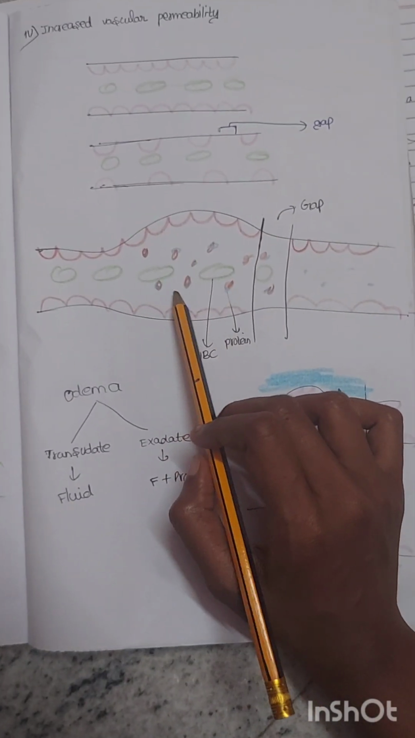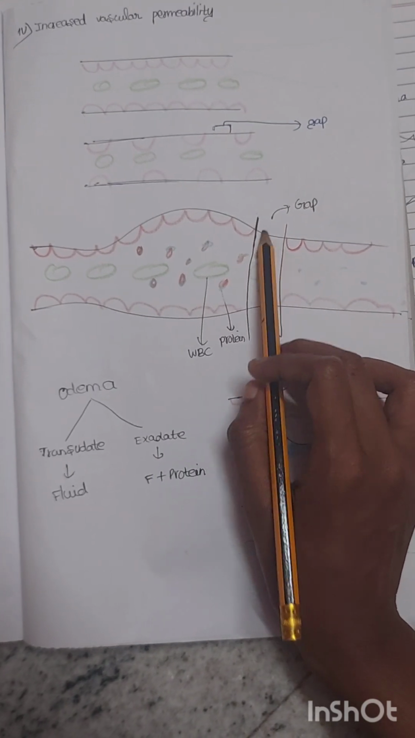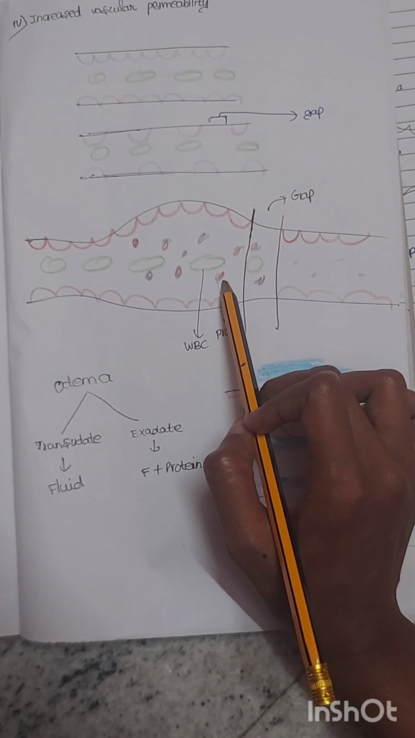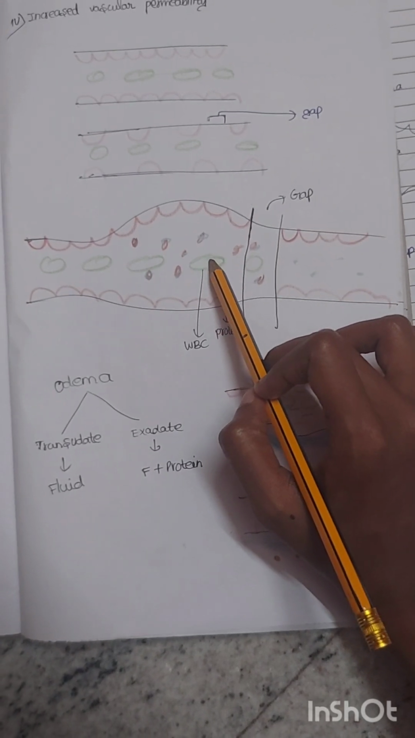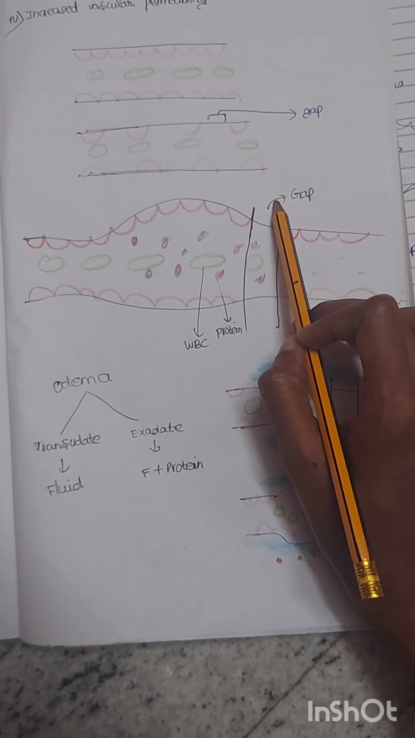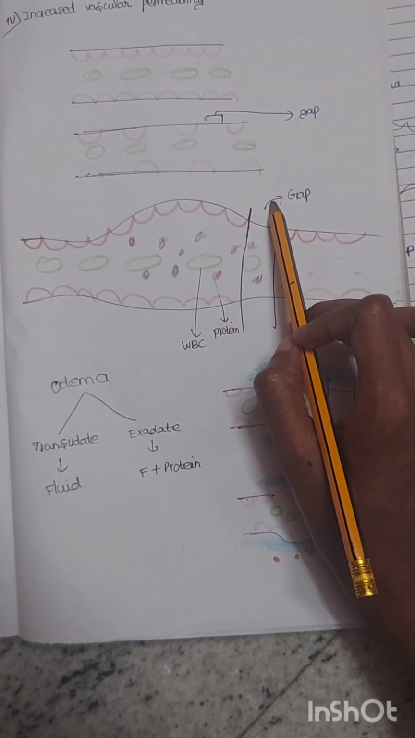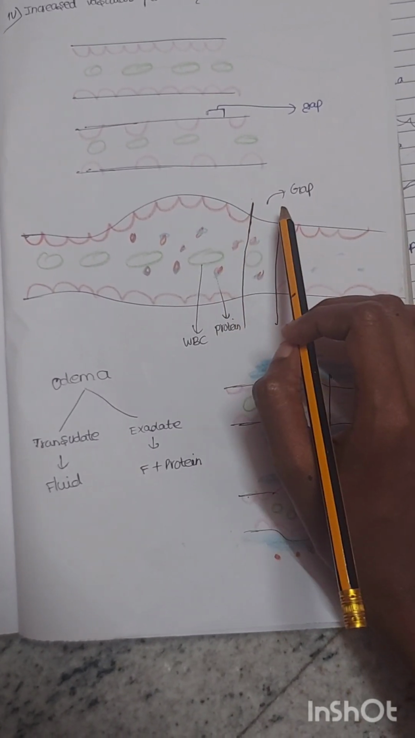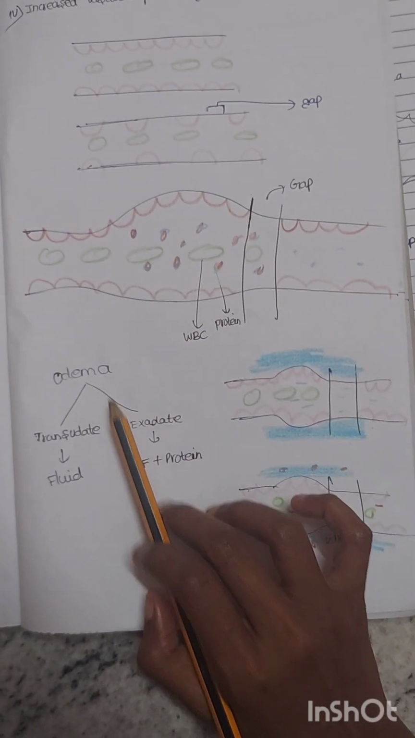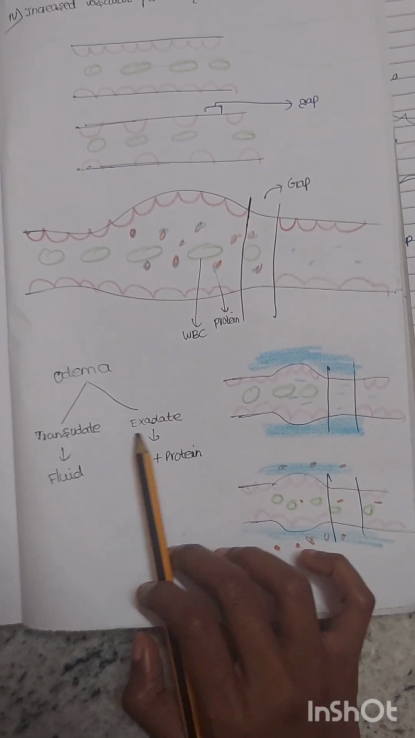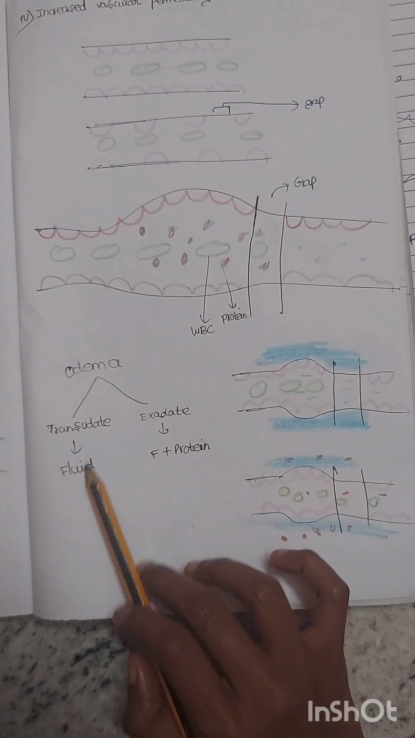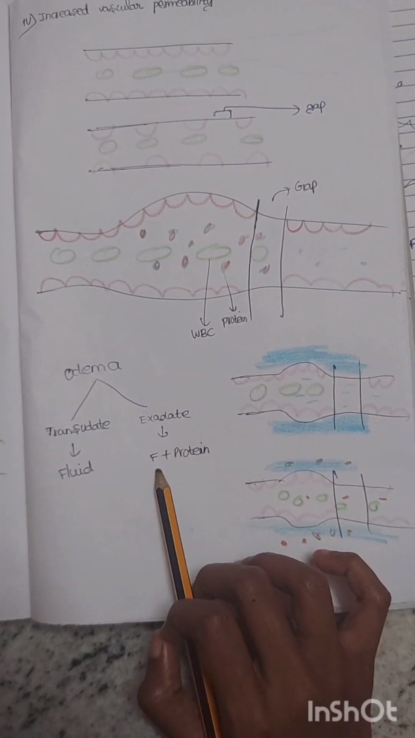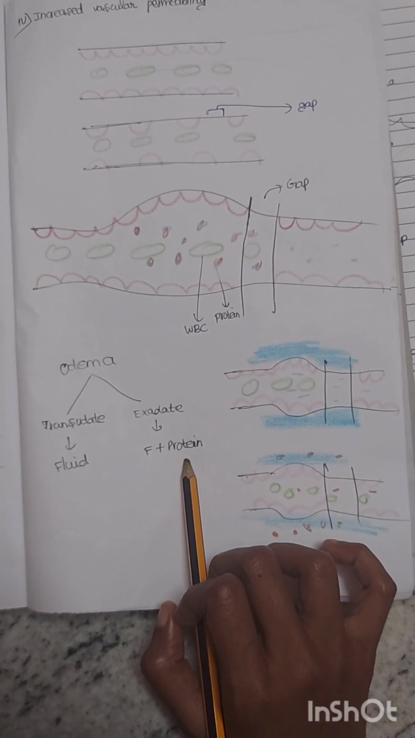See, look at this diagram. Here the gap takes place. This is vascular permeability. Here this is WBC and protein. If this WBC comes out and these proteins come out, then edema will take place. There are two types of edema, one is transudate and the other is exudate. Transudate means only fluid will come out. Exudate means fluid plus protein particles will come out.